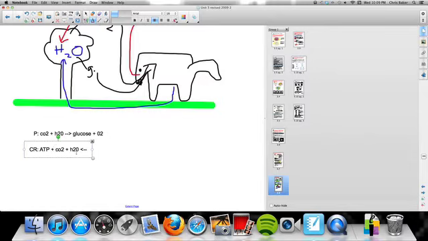Probably isn't working. Glucose plus oxygen. Stay with me, everybody. Now, I'm going to try to move this. No, it doesn't want to move, of course.